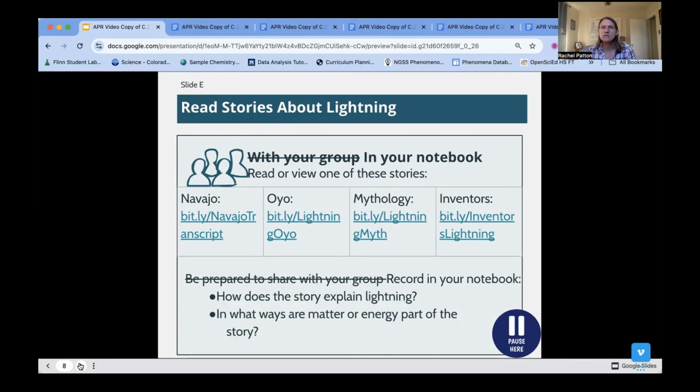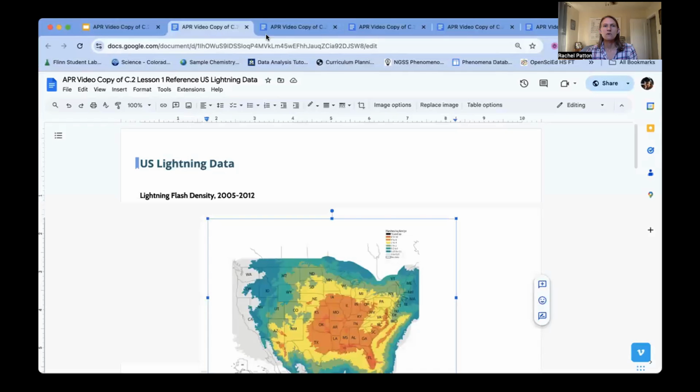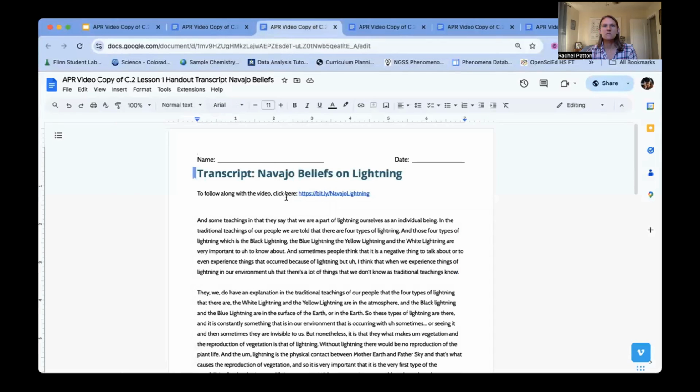Now you have the opportunity to read some other stories about lightning. In class, you would be in a group of 4, and each of you would have one of these to read. So just pick one. 2 of these have a video that goes along with them. The first is a reading about Navajo beliefs on lightning. That one looks like this.